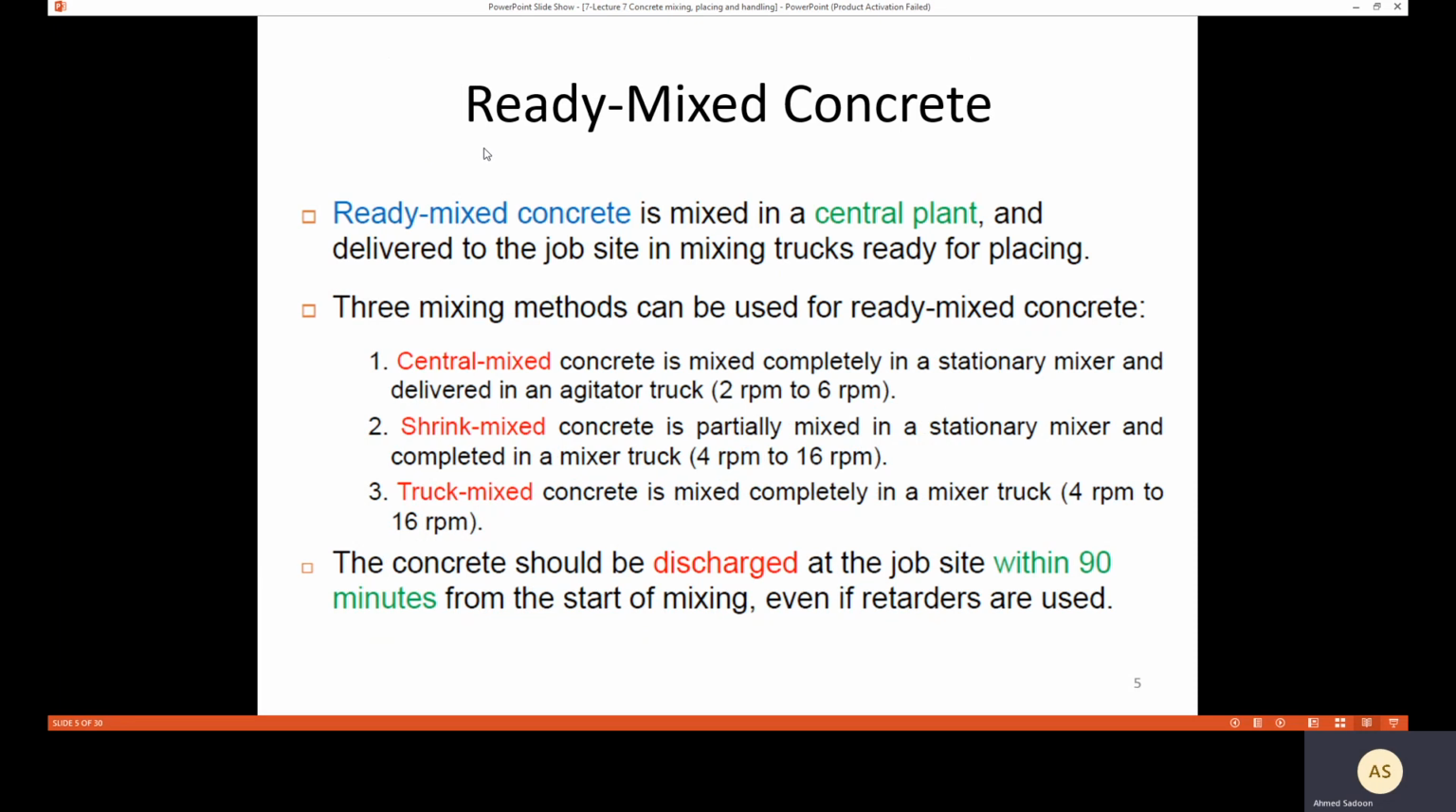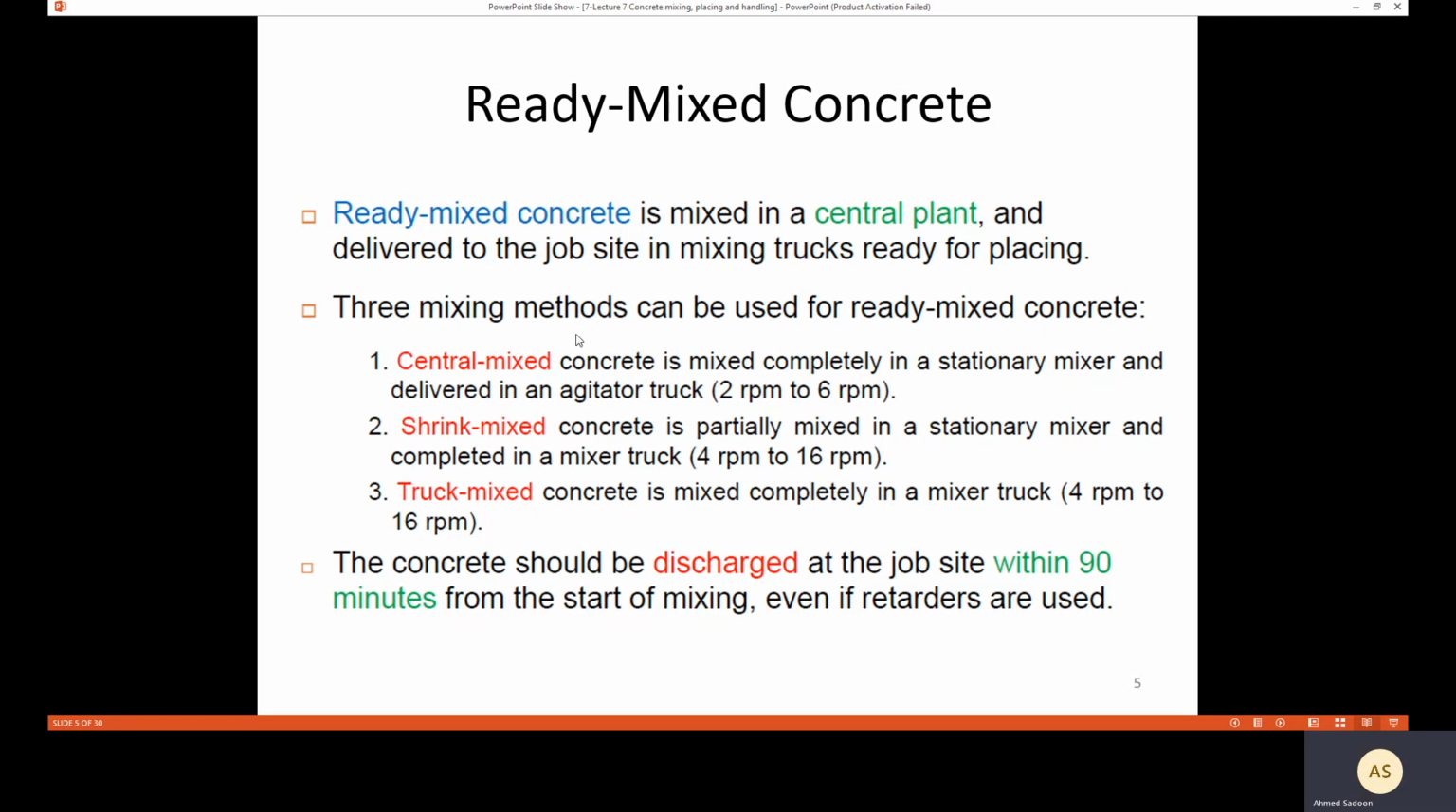Also, we are going to hear a lot about ready mix concrete. So what does ready mix concrete mean? When we say ready mix concrete, it means that the concrete is mixed in a central plant and then delivered to the job site in mixing trucks ready for placing. Usually the plant is around the town or the city that you live in. Then this concrete is delivered to the job site in trucks, ready for placing.